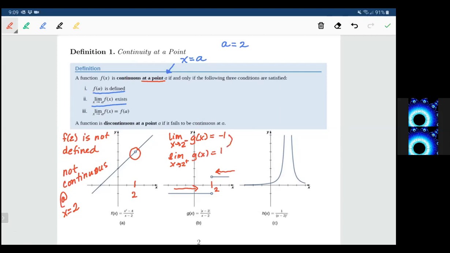And these two are not equal. So what that means is that the limit as x approaches 2, the full limit of g of x, does not exist. So this function violates condition 2 of continuity, that the limit as x approaches a exists. So again, we can say this is not continuous.